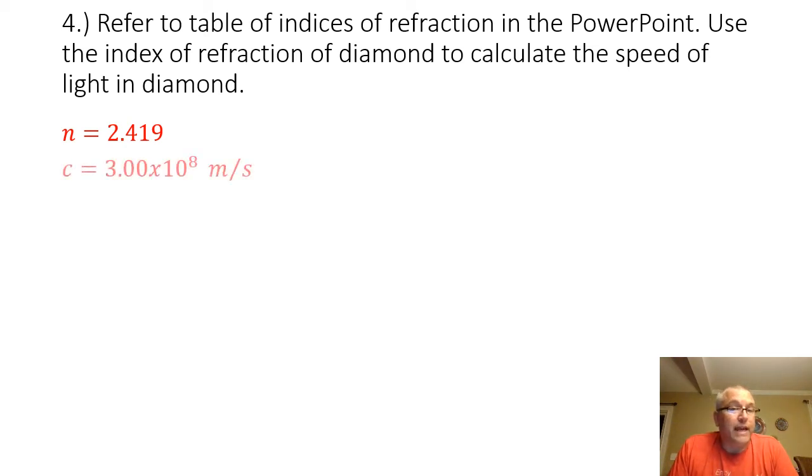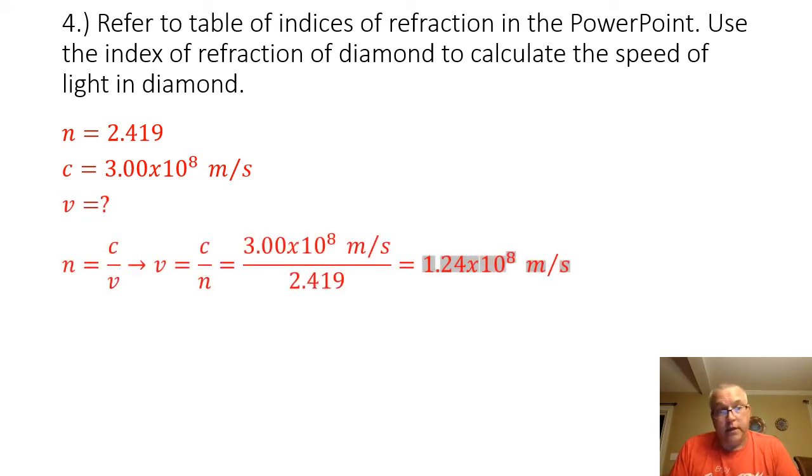My speed of light in a vacuum, c, is 3.00 times 10 to the 8th meters per second, and we are trying to solve for the velocity. I know that the index of refraction is equal to c divided by v. Solving that for v gives v equals c divided by n. So 3.00 times 10 to the 8th meters per second divided by 2.419 will give me a velocity of 1.24 times 10 to the 8th meters per second.